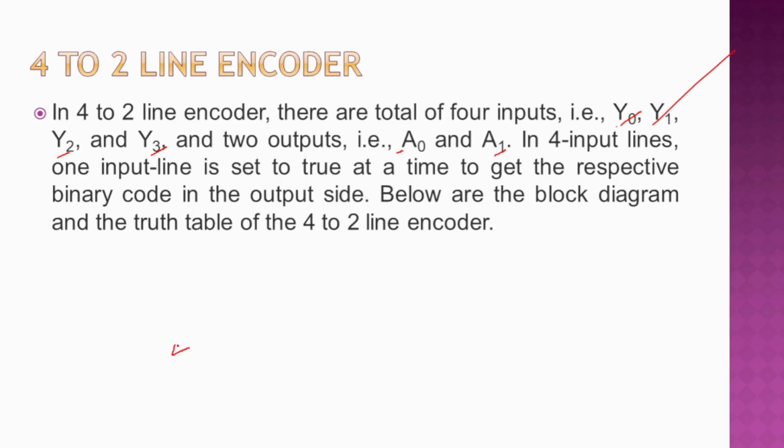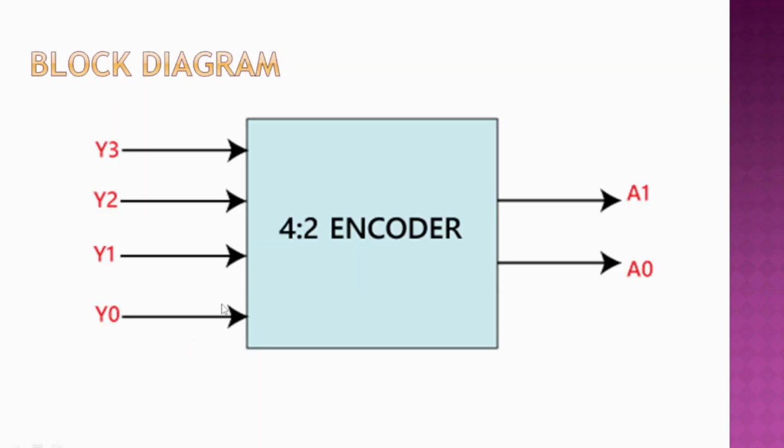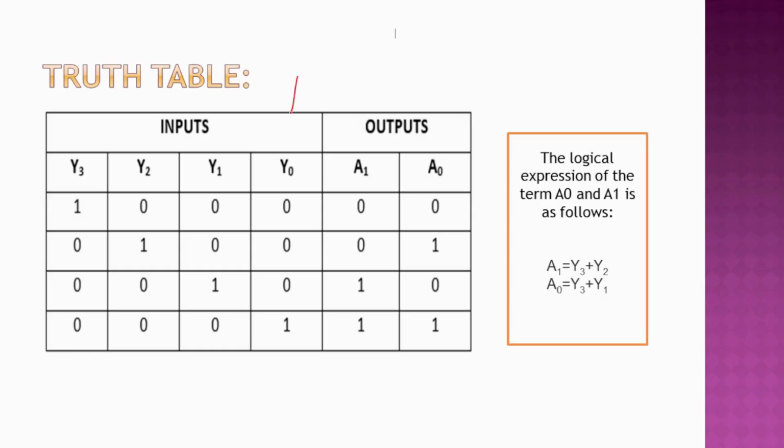If you provide the 4 inputs, if any one of the inputs is true, you will get an output. This is the block diagram of the 4 to 2 encoder. The inputs y0, y1, y2 and y3 are the 4 inputs connected with the encoder to provide the outputs a1 and a0. 4 input, 2 output encoder.